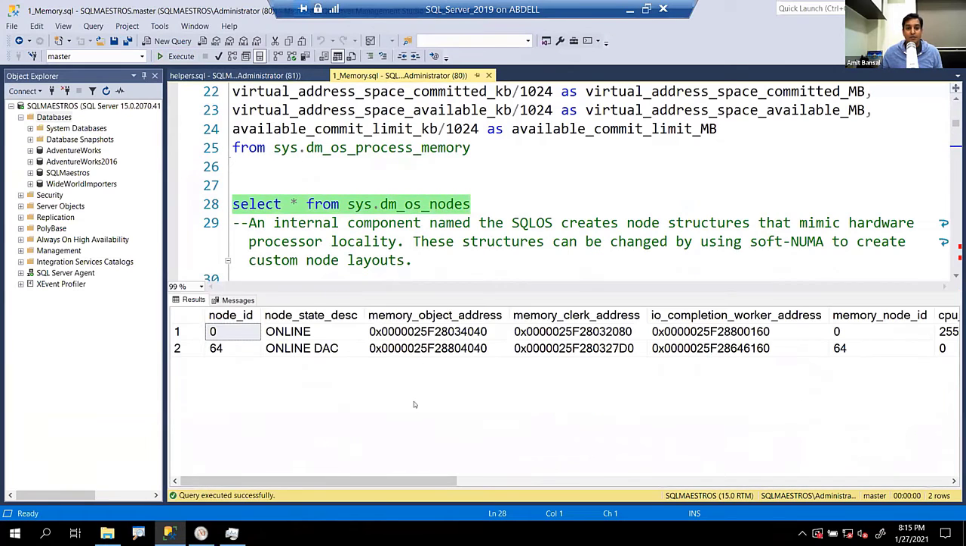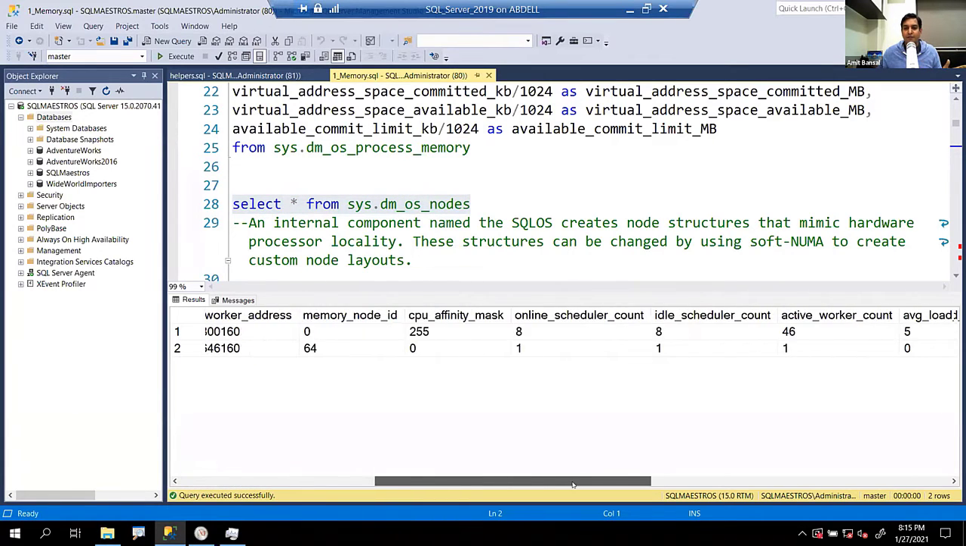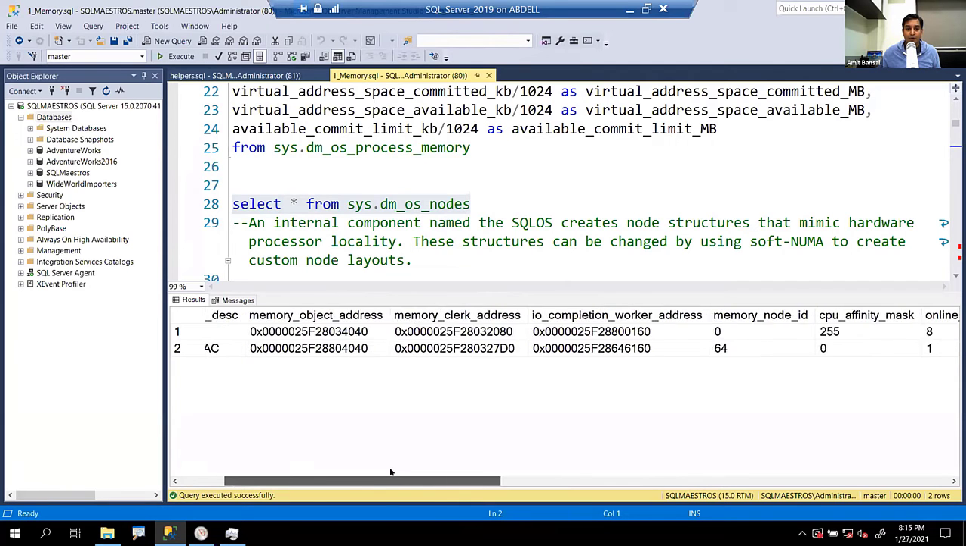Now, DMV OS nodes. On my laptop right now, there is no physical NUMA configuration. So the default node is node 0. Which means that even if you do not have NUMA configured, you still have the default node 0, and node 64 is for DAC. Now, this is node information. This is very low level information about the physical node itself.